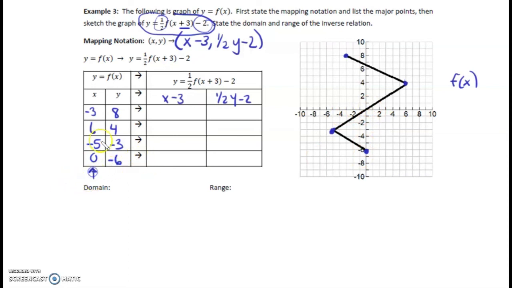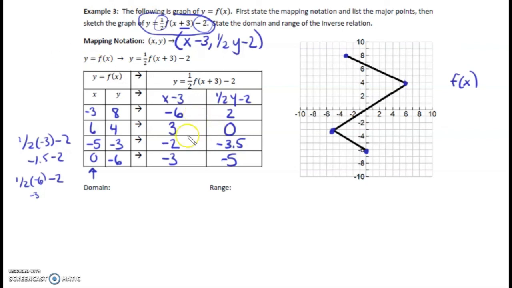Okay, so let's take every single x value and subtract 3. So -3 minus 3, 6 minus 3, -5 minus 3, 0 minus 3. Now for the y's, let's half them and then subtract 2. Half of 8 is 4 minus 2. Half of 4 is 2 minus 2. Half of -3, so hard ones, I might have to write down. So this is -1.5, and then minus 2, I get -3.5. Okay, half of -6 is -3, and then minus 2, so I get -5.